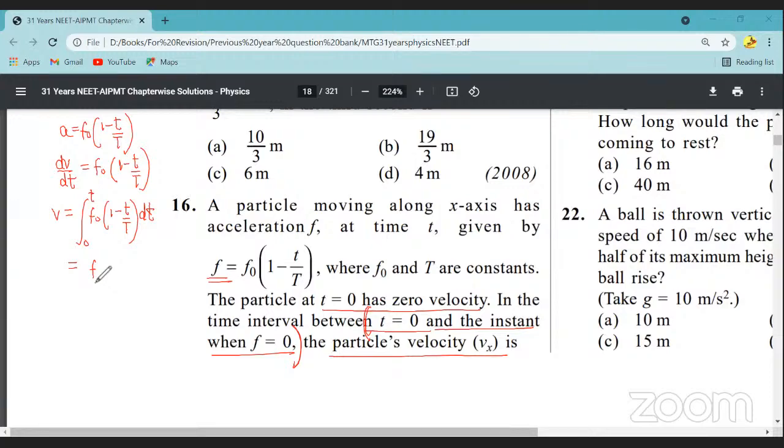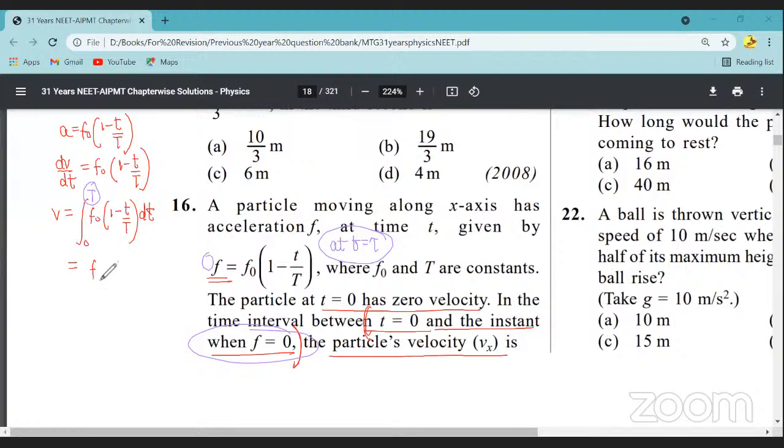That's what I was thinking, that there is something wrong in the question. If you are putting capital T here, that means capital T is a particular instant, right? That means you are finding the velocity at time capital T. From where did you get that time capital T? It's the instant when f is 0. So this is 0 at t equal to capital T. From there you got it, right? Yes, sir. So it's velocity at capital T.